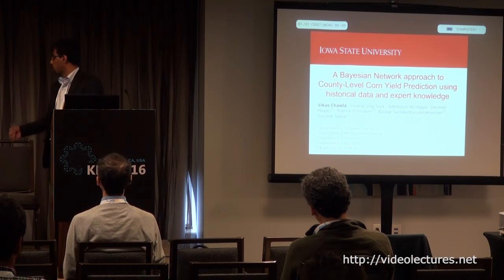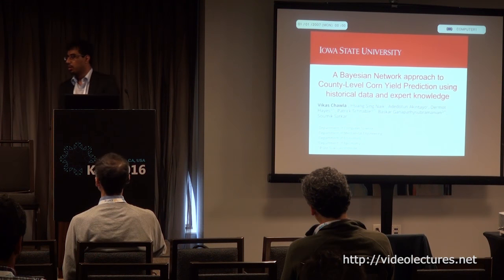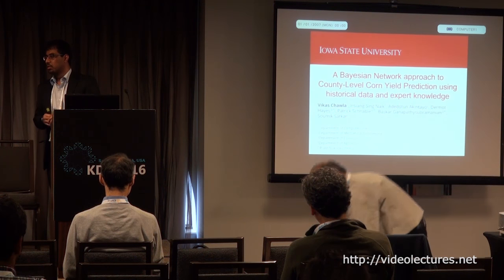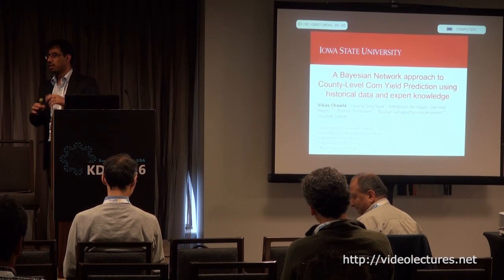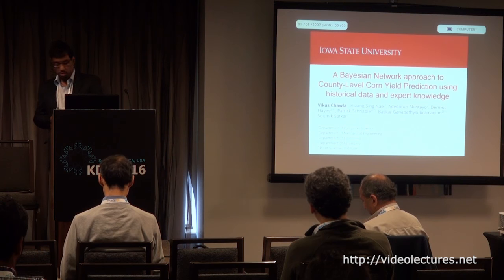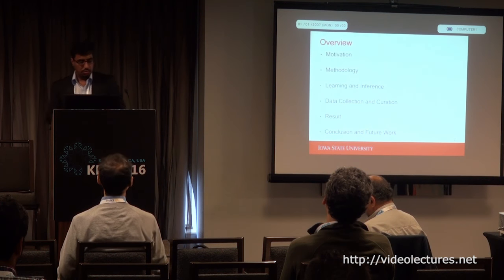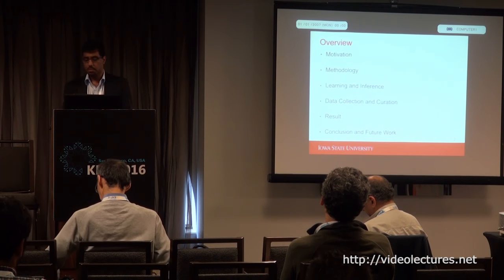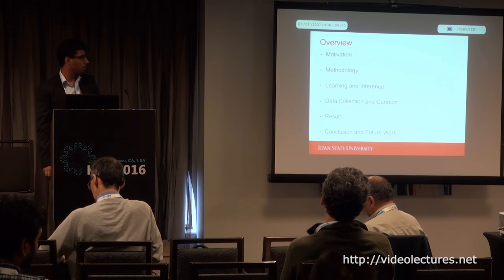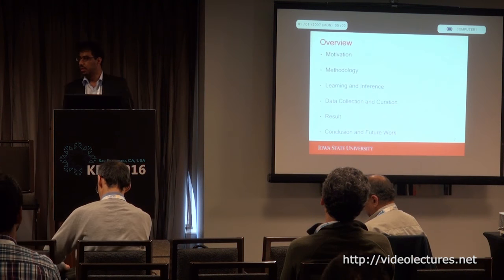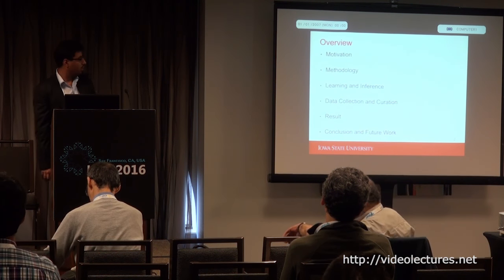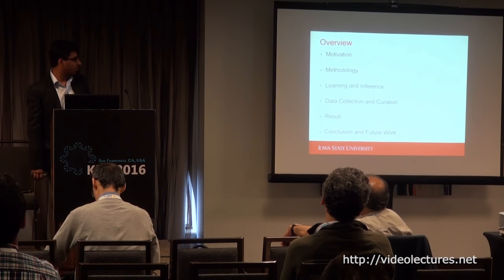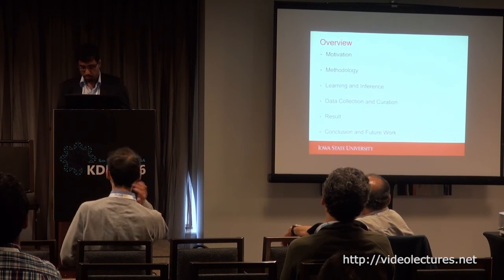I've been working on this joint collaborative work in which we are trying to make a predictive model to predict county-level corn yield based on expert knowledge and historical data using a Bayesian network. The overview of the talk is the motivation behind this work, the methods we have adopted, the learning and inference we get out of the BayesNet, how we have collected the data and the pre-processing we have done. Then I will conclude with the future work.